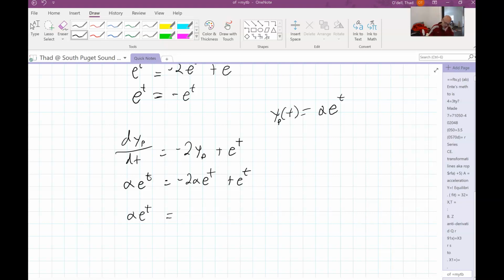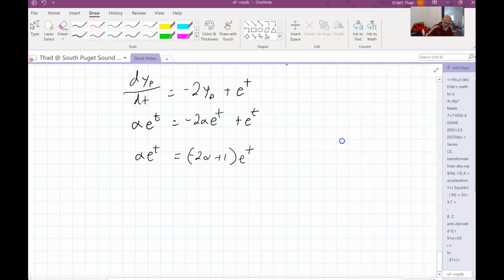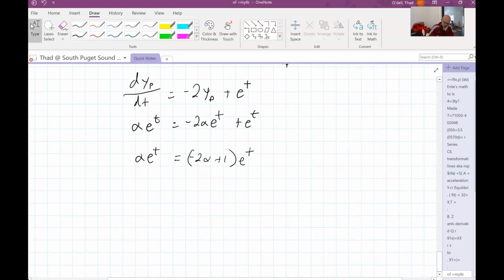So then we add these two together and we get what? Negative 2 alpha plus 1 times e to the t. What we need is for alpha to be equal to negative 2 alpha plus 1. We can easily solve that by adding 2 alpha to both sides, and we get 3 alpha is equal to 1. Therefore alpha must be equal to 1/3.